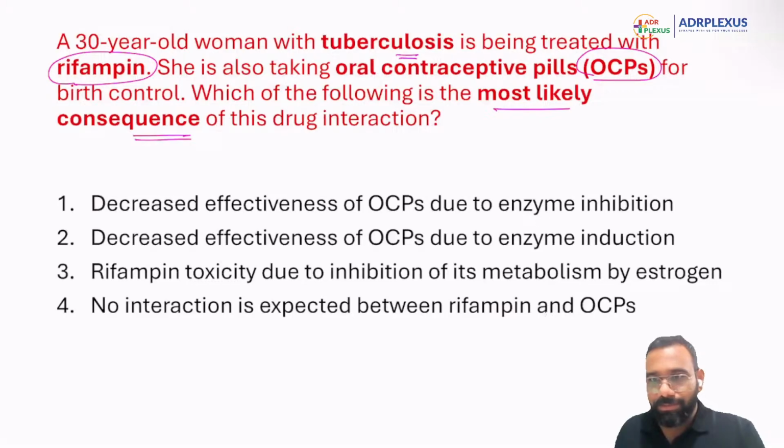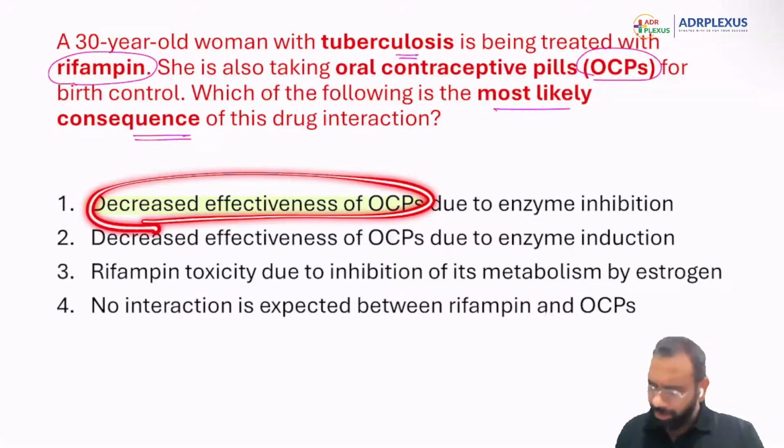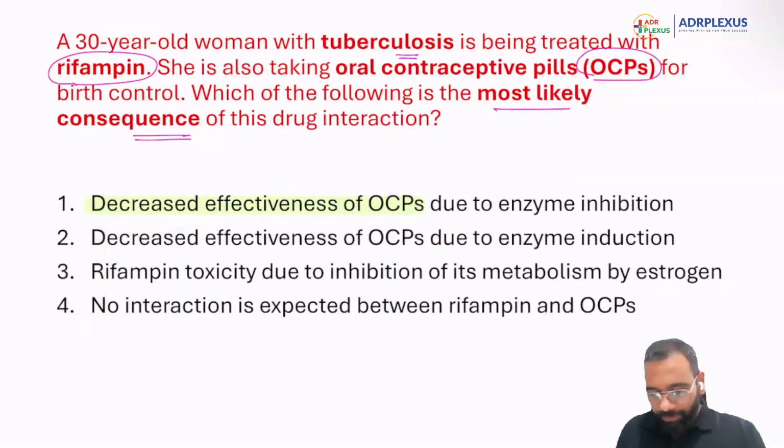Subhashini is saying one. Yes, it's two. No, Varsha, it's not one, it's two. See, that's the beauty of INI. Here, everyone knows there is a decreased effectiveness of OC pills. So immediately after reading the term decreased effectiveness of OC pills, without reading two, three, four, we will blindly go for one.